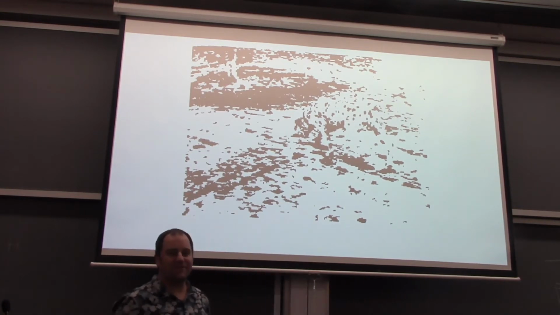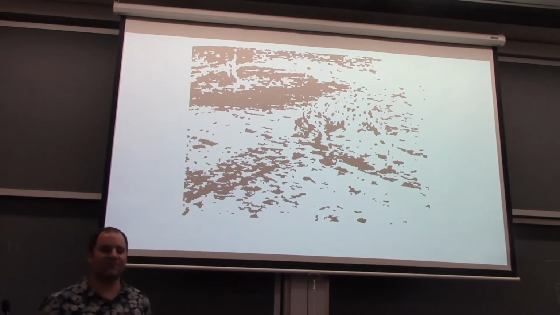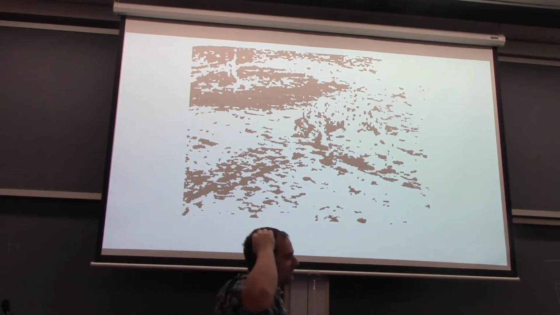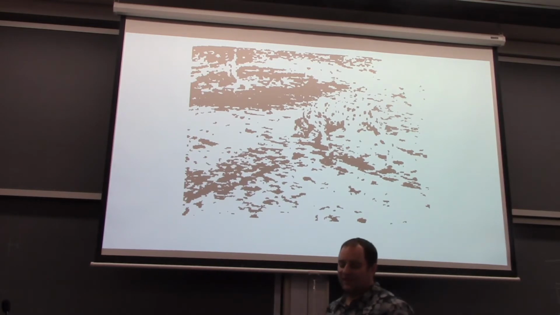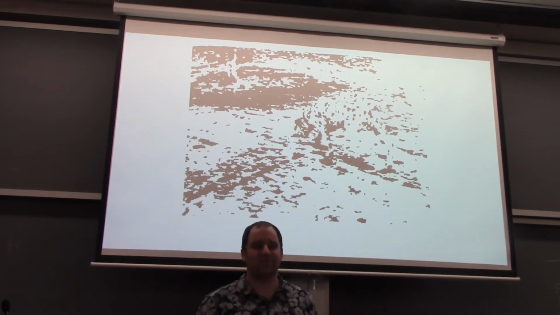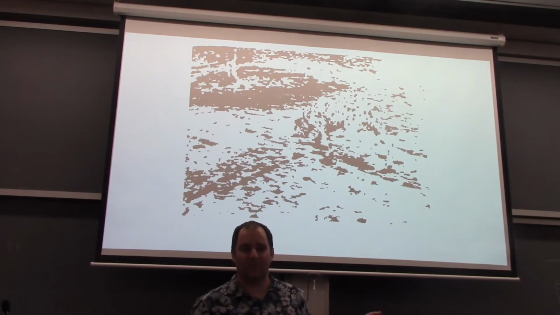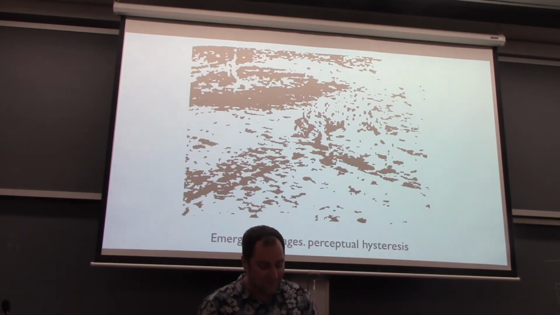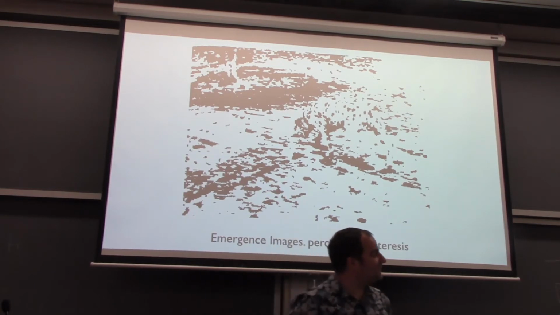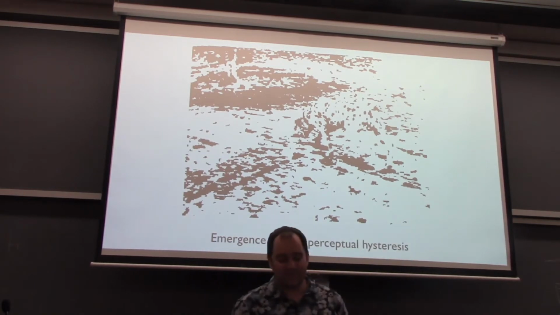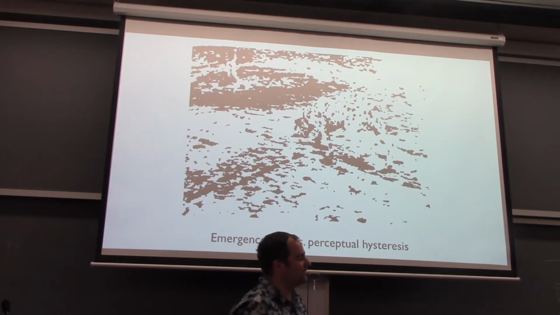This is something really tricky that we can do because we recognize that object, right? If we didn't recognize that object, we would have a really hard time seeing something here. And this is also a hard problem for computer vision, obviously. These are called emergence images, and once you have seen it, you cannot really unsee it. This is called perceptual hysteresis.